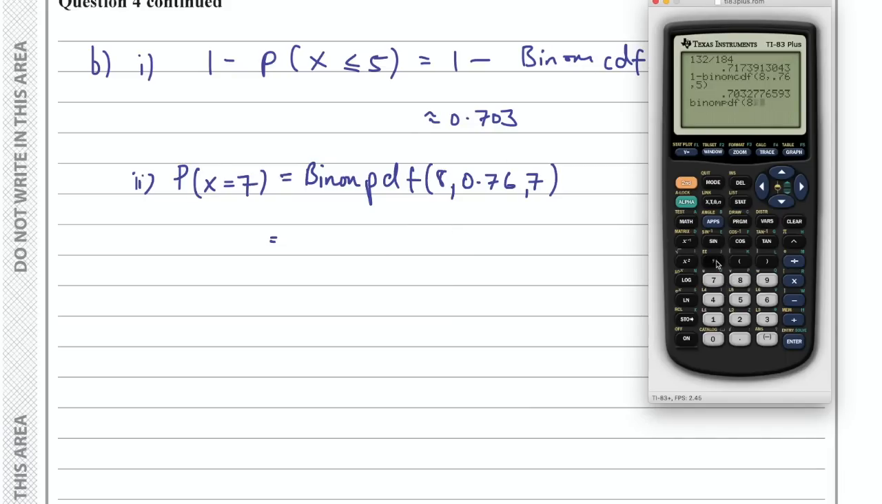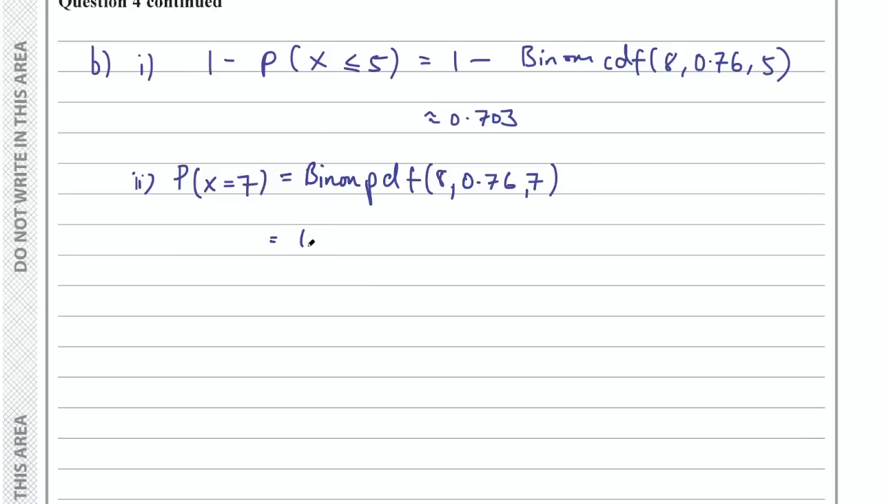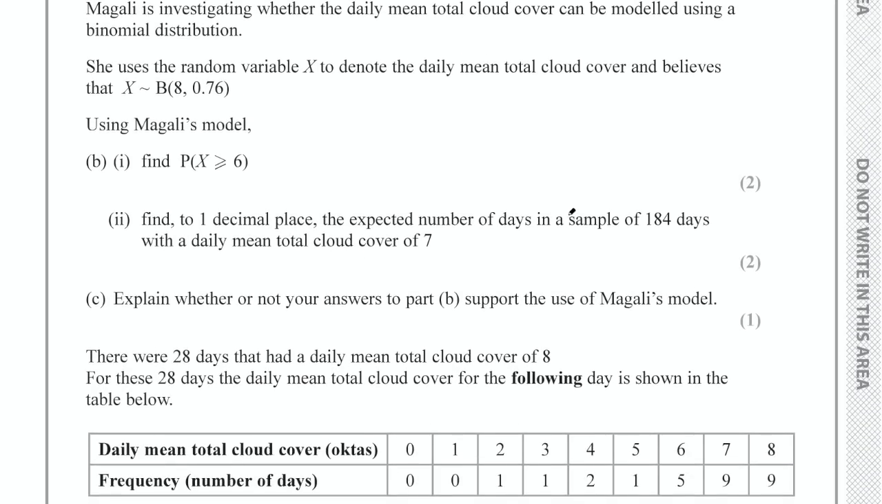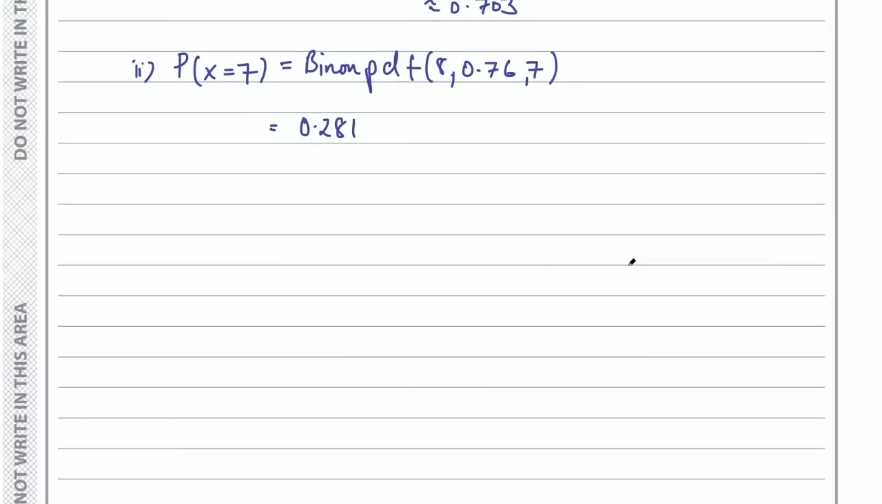So plugging those in, I get 0.281 to 3 significant figures, 0.281. Now let me just check that I've answered the question. It said the expected number of days. Okay, so I've got the probability. I now need to multiply that by 184 to get the number of days.